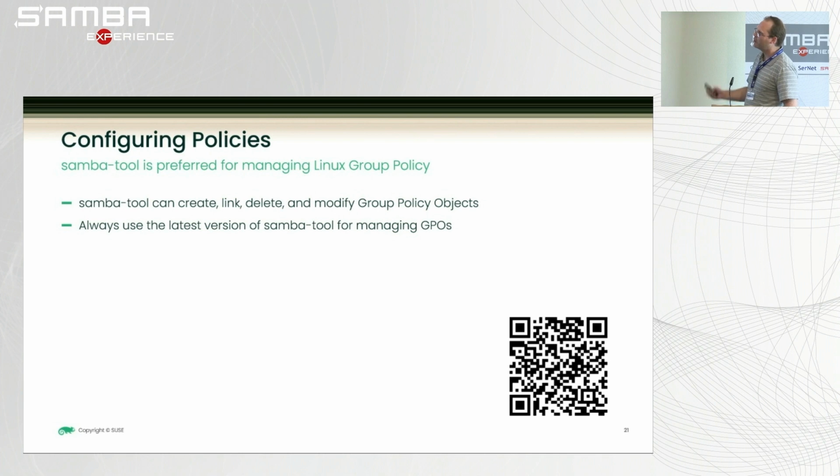So the preferred way is to use samba-tool because it provides a uniform interface. You can use it to create, link, delete, and modify group policy objects. And just to note, you should probably always use the latest version of samba-tool because I'm always adding improvements and fixing things to modify your GPOs.